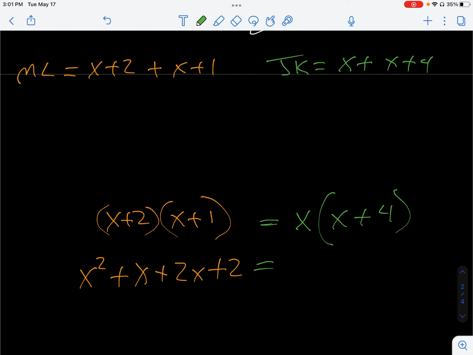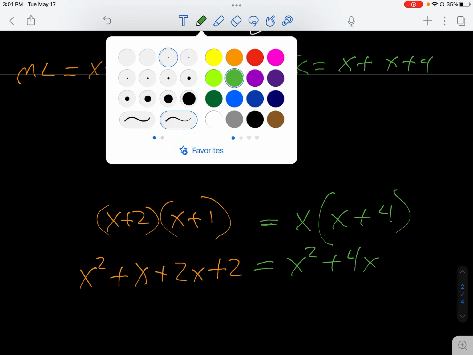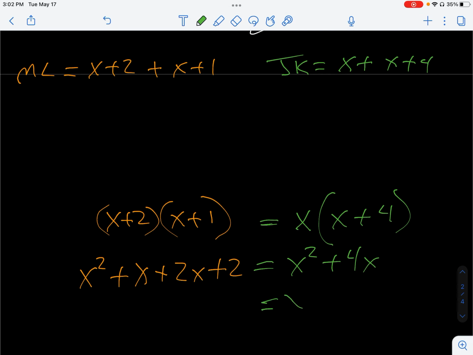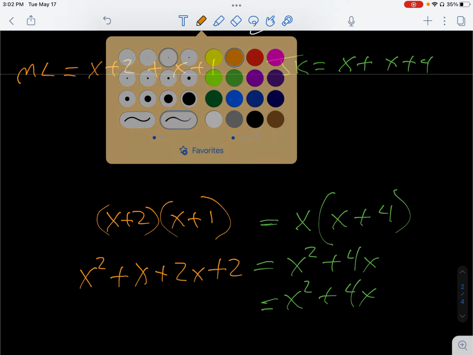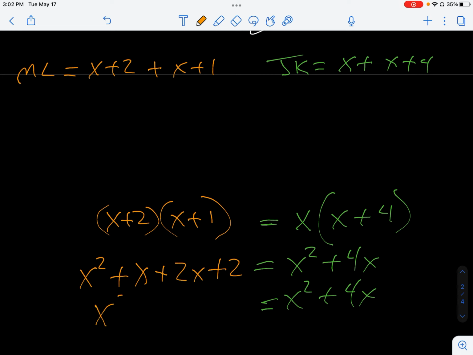And then for x times x plus 4, we just distribute the x. So x squared plus 4x. And that's going to come down here. And before we go any further here, we have to simplify, combine like terms. So x squared is x squared. x plus 2x is 3x. And then 2 is still just 2.